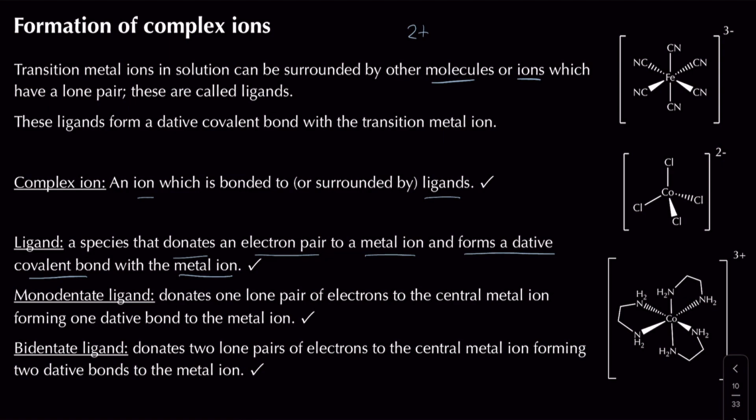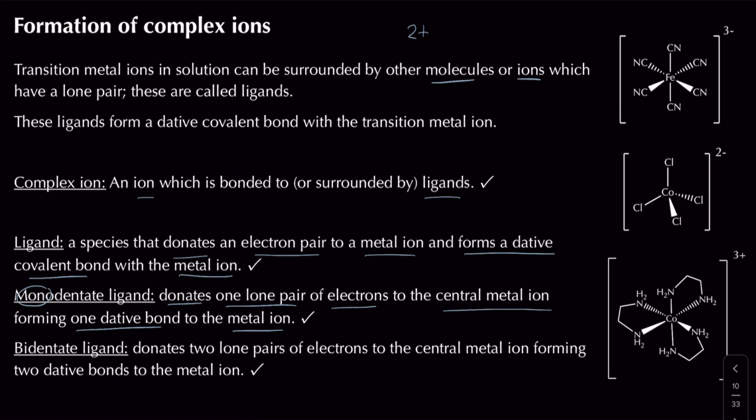Now you need to be able to define the 2 main types of ligands that you can get. One of them is of course going to be a monodentate ligand. When you hear the word mono, think of course one. This donates 1 lone pair of electrons to the central metal ion, forming 1 dative covalent bond to the metal ion itself. So basically you're forming 1 dative covalent bond from 1 lot of ligands.